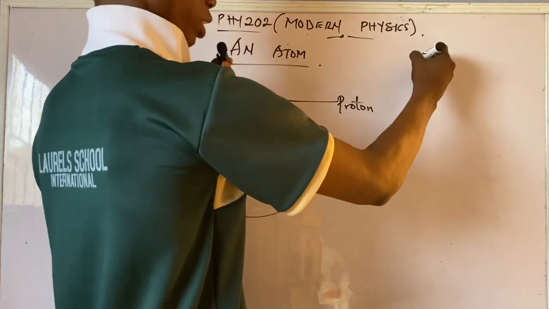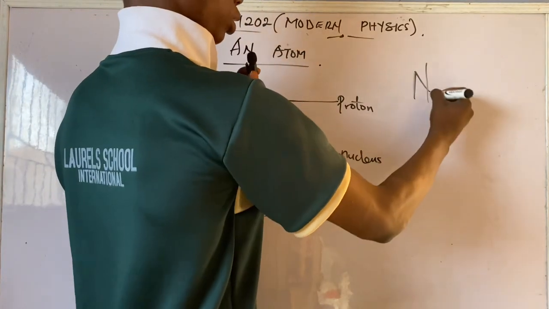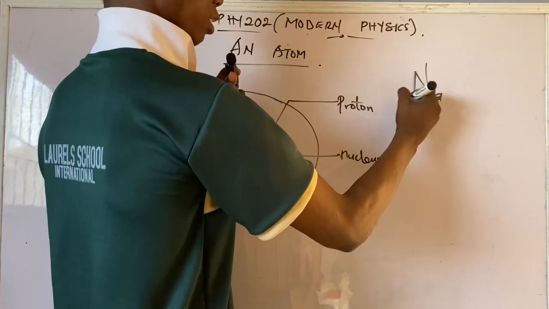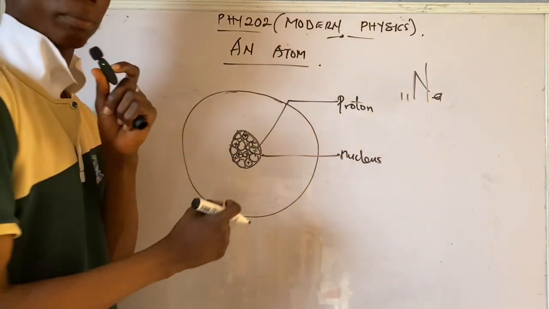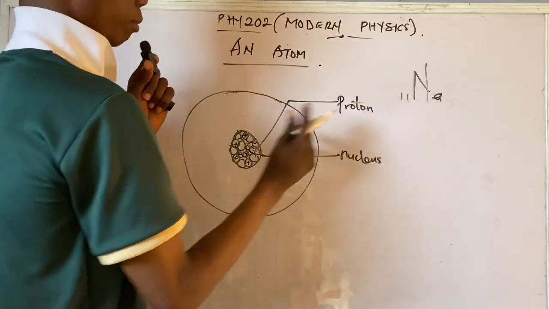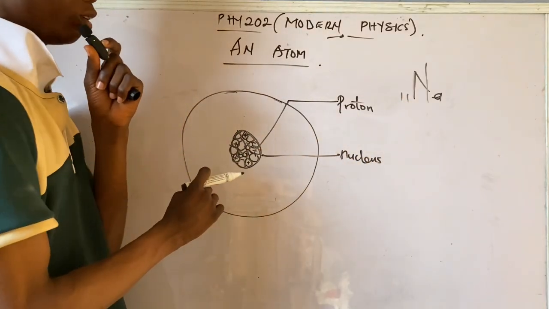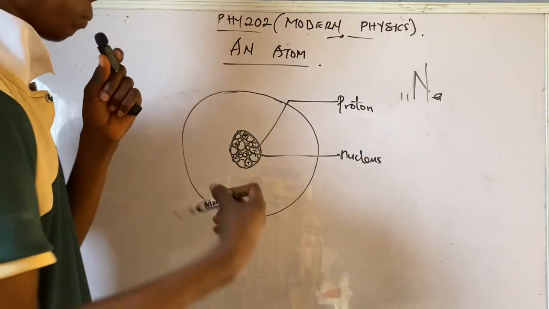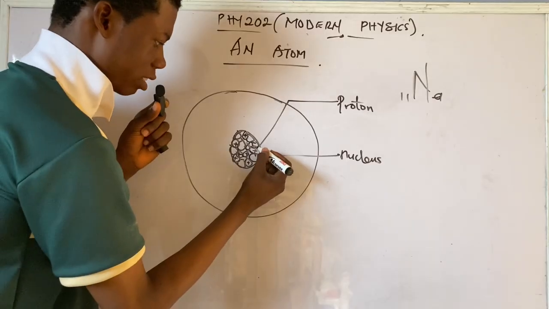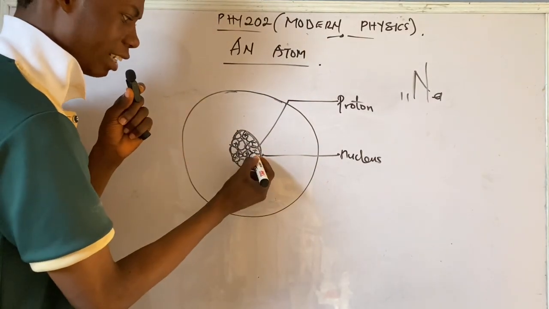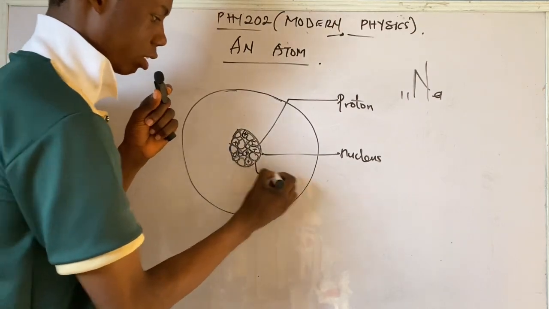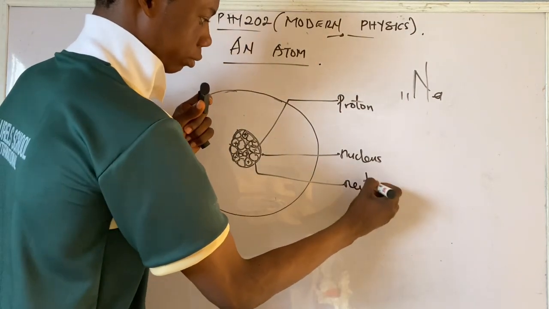Assume I have a sodium atom. Sodium is Na with the atomic number of 11. Atomic number means the proton number, so the sodium atom has 11 protons in it. We are looking at the structure of the atom now. It has a positively charged particle, the proton, and a chargeless particle as well, which is the neutron.